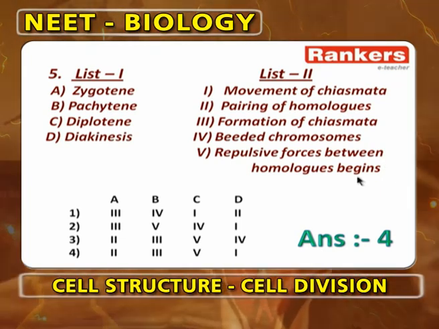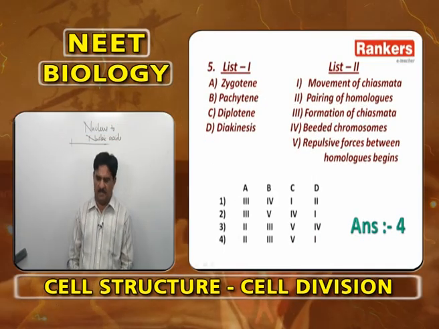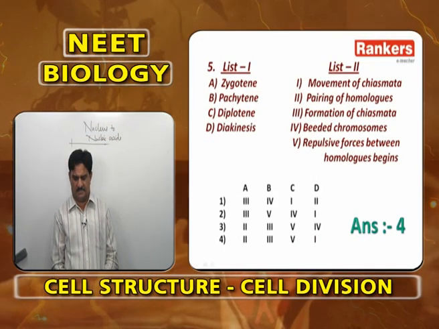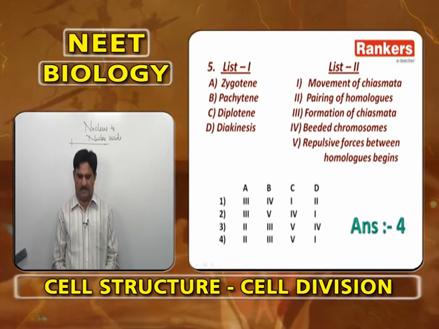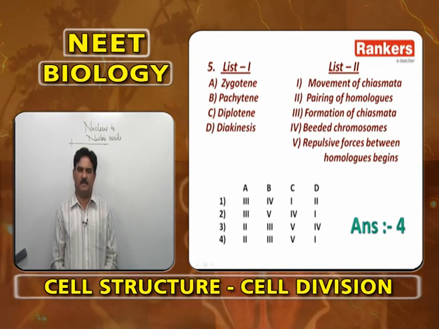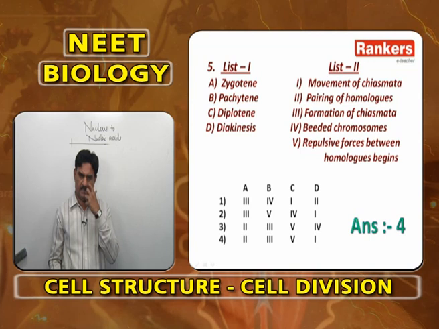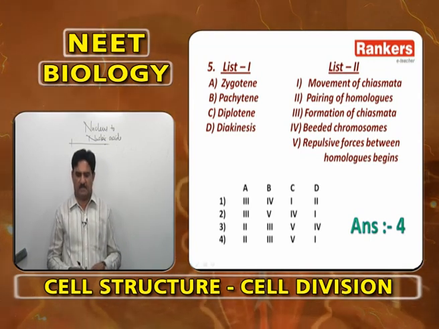A2, zygotene, pairing of homologous chromosomes, synapsis. Pachytene, B3, formation of chiasmata. Formation of chiasmata occurs in pachytene. Diplotene is 5, repulsion force between homologous chromosomes, because the synaptonemal complex dissolves in diplotene. And diakinesis is movement of chiasmata.